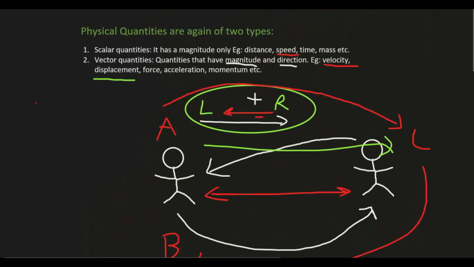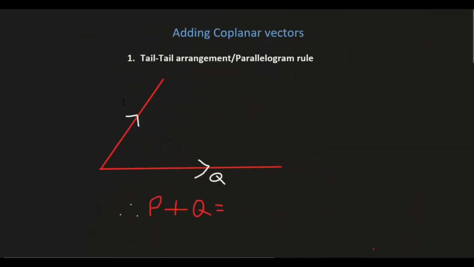Now let's go to a little bit difficult topic, not very difficult. I am sure that you have studied in O level. Let's go adding coplanar vectors. First of all, we'll see the tail-tail arrangement or parallelogram rule. What do I mean by tail-tail arrangement? For example, I have two vectors, a vector P and a vector Q, and both of them touch at their tails. See, this is the tail, and let's assume that this is the tip. So this one's tail is this one, and P's tail is this one. So they both touch at their tail.